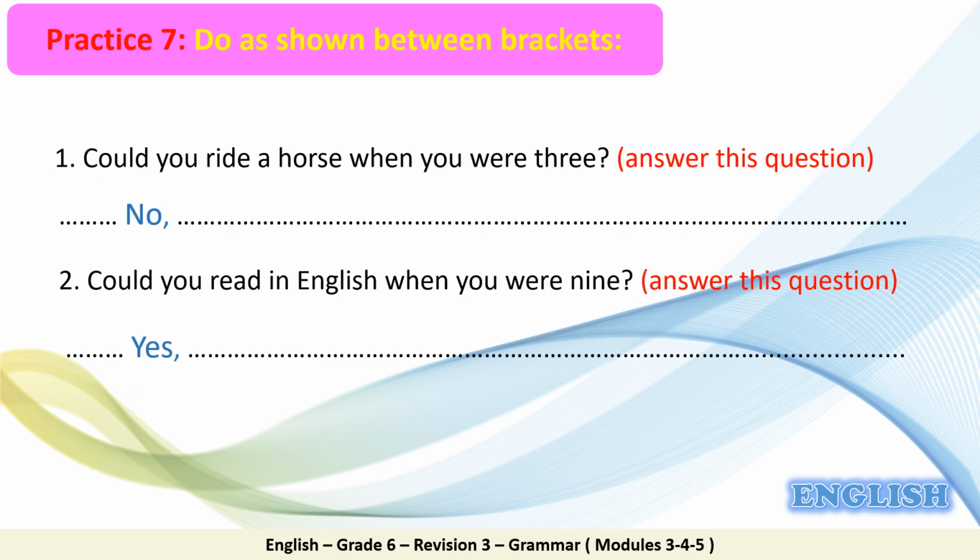In the second practice, we have 2 sentences and we are going to do as shown between brackets. Sentence 1: Could you ride a horse when you were 3? Answer this question. And of course here we have to use the short answers. So the answer starts with no. Excellent. No, I couldn't.